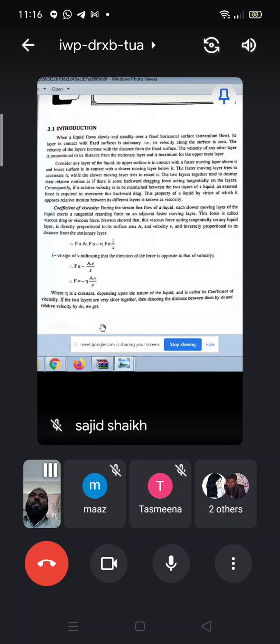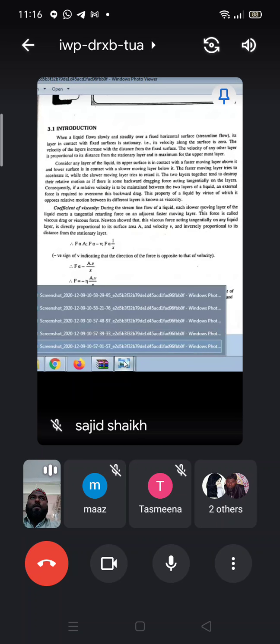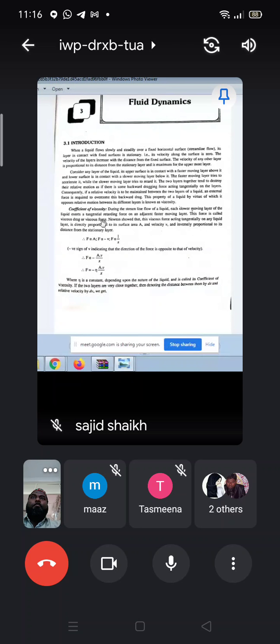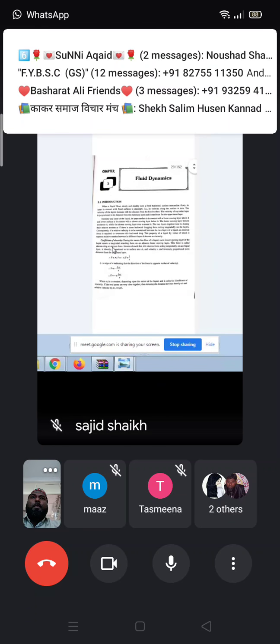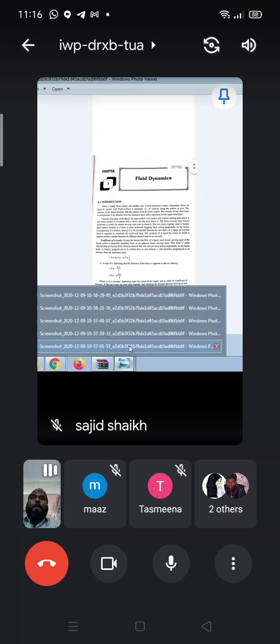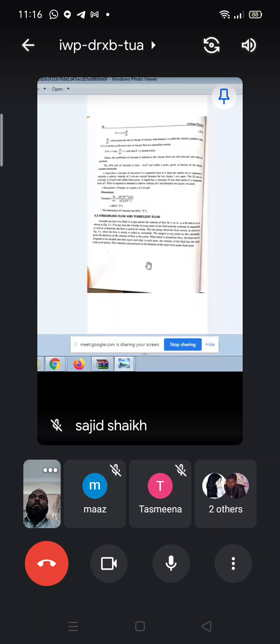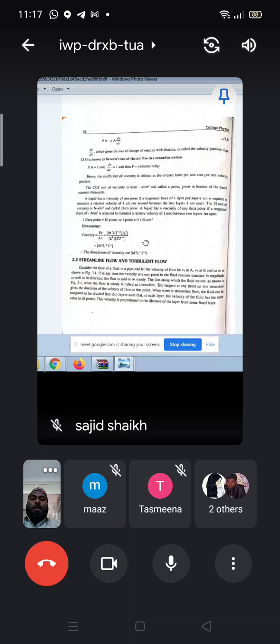Here eta is a constant depending upon the nature of the liquid, and it is called the coefficient of viscosity. Eta is nothing but the coefficient of viscosity. It depends upon the nature of the liquid, which may come for MCQ purposes. Then the next part is a continuation: F is equal to minus eta A dv by dx.